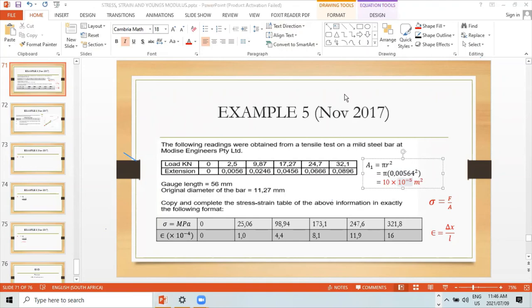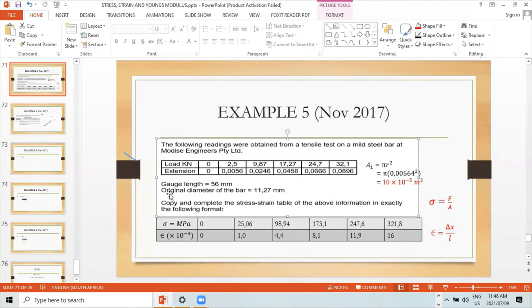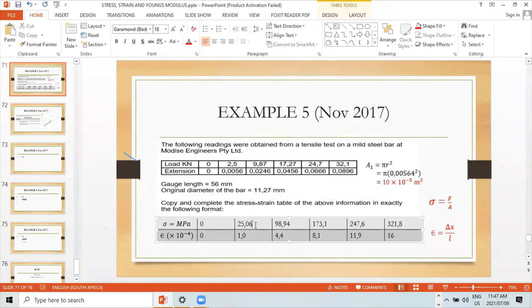Debbie, you have a question? Sir, what's the diameter? Here's the diameter, 11.27. Original diameter, here it is. Yes, so my error was that. So these answers are all going to be correct now. Can we just prove that one again? 2.5? Yes, it is correct. Divided by 10 exponent minus 5. Yes, it's 25. All right, that's it.